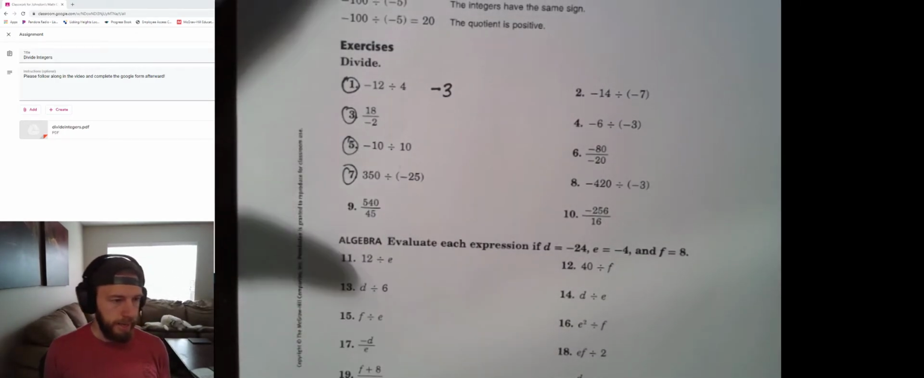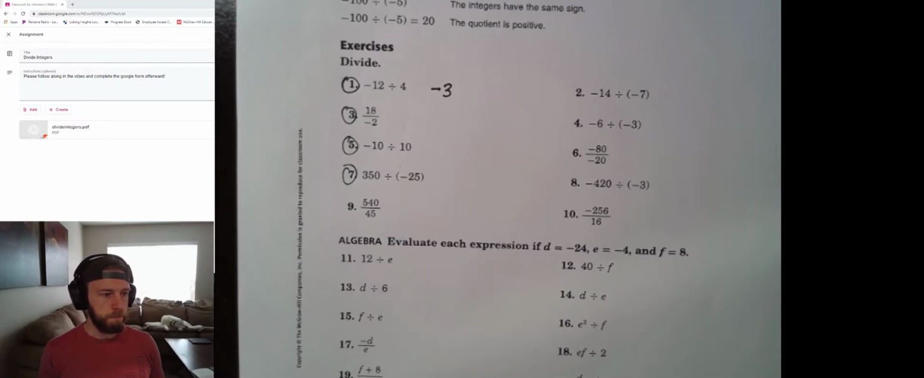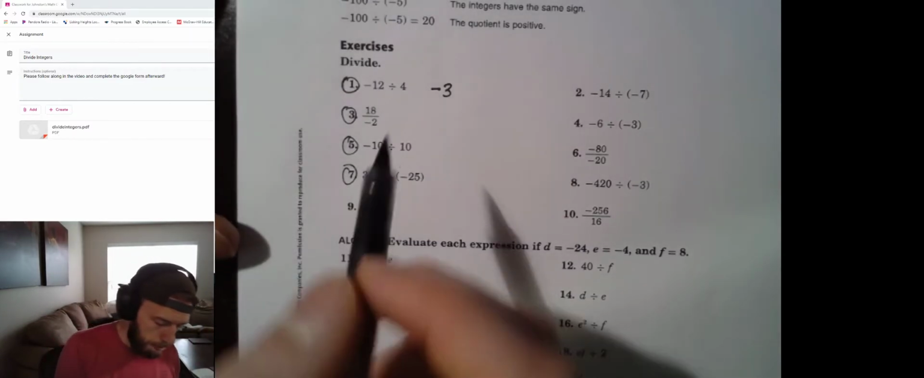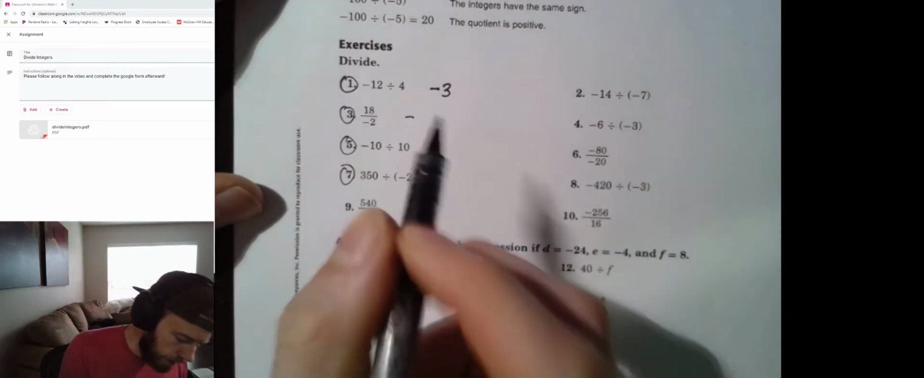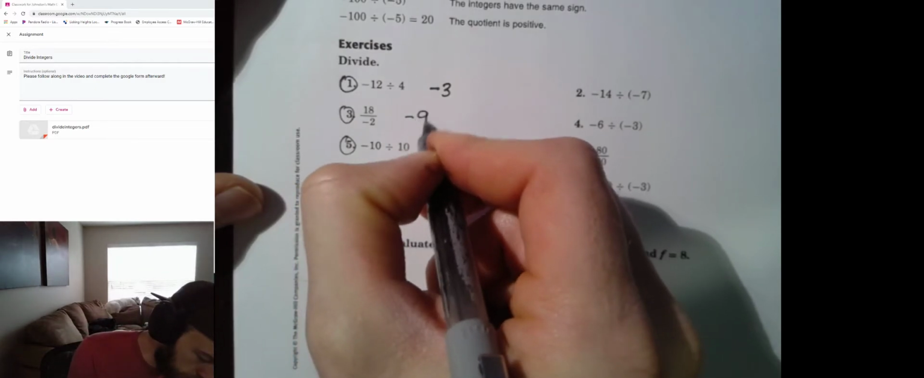The next one down. 18 divided by negative 2. Hopefully you guys know that fractions are division problems. And that's exactly what that says right there. 18 divided by negative 2. The signs are different, so it comes out negative. And 18 divided by 2 is 9. So the answer should be negative 9.